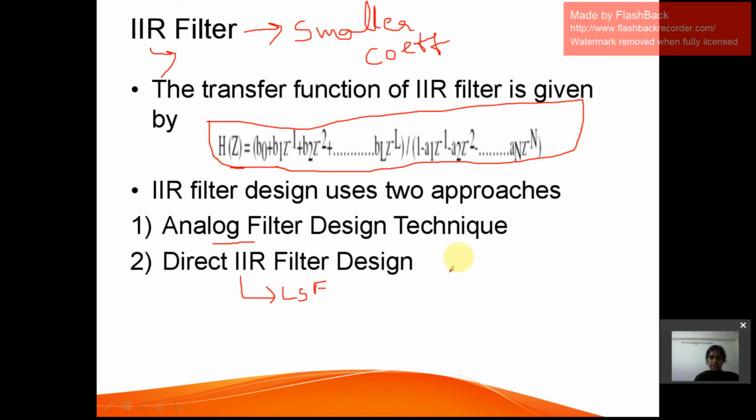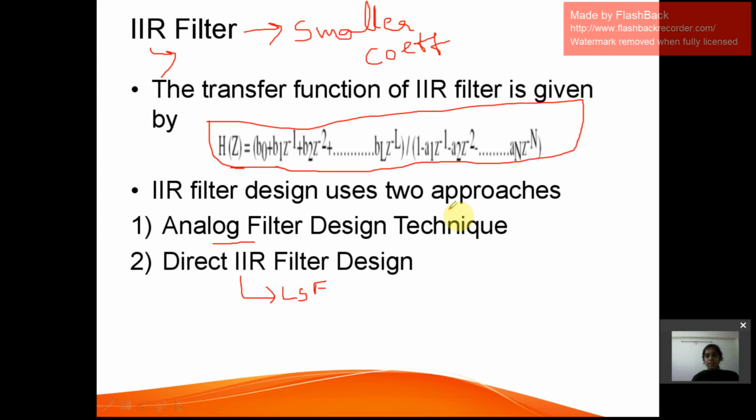These are the general design specifications of the IIR filter. We have discussed that there is a feedback, so obviously the stability decreases. It has non-linear phase, which means the phase response of the filter is non-linear as a function of time. It does not have any constant group delay.